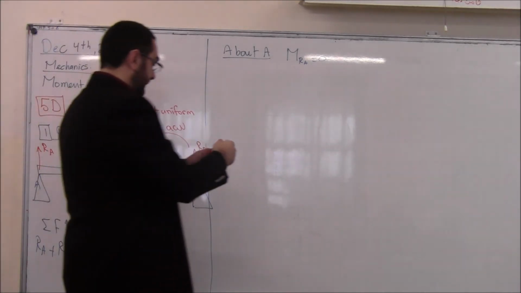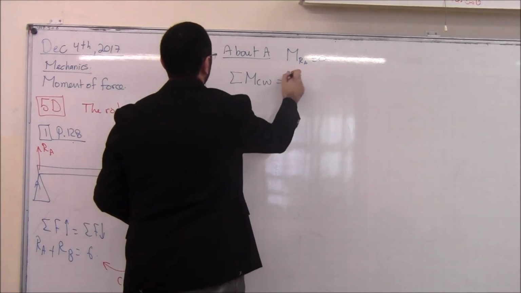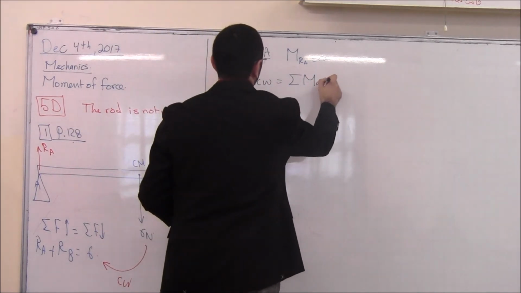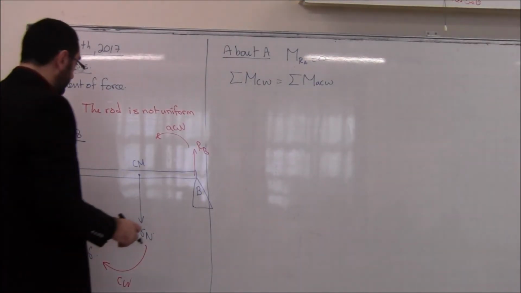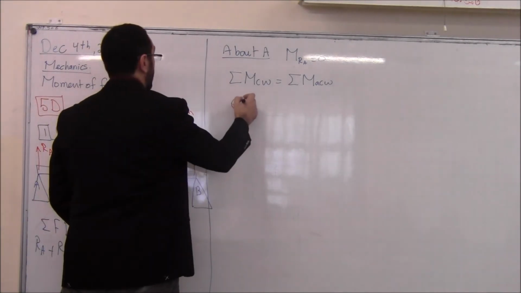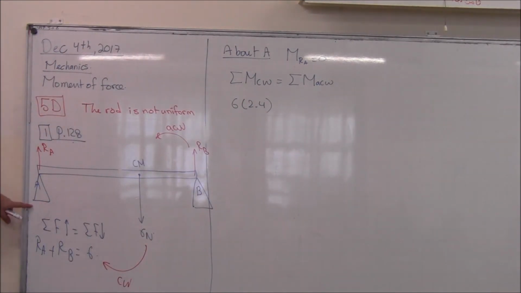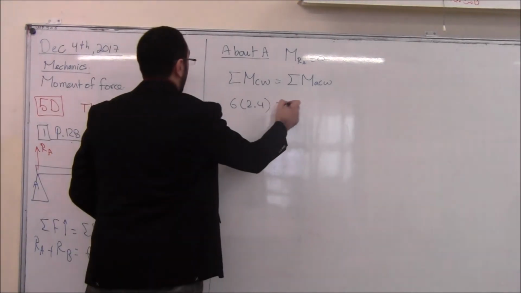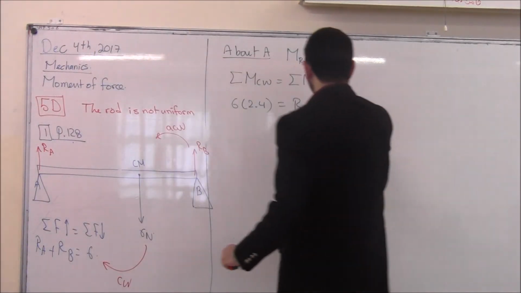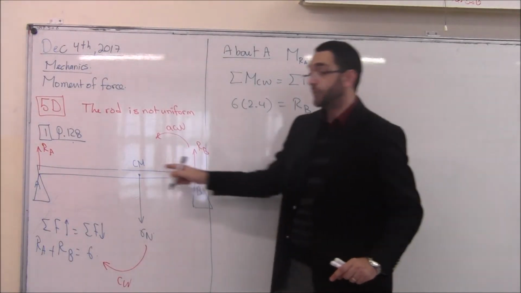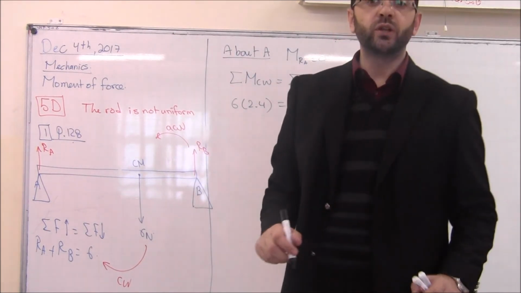So the sum of moments clockwise equals the sum of moments anti-clockwise. Any question about this? What do we have clockwise? 6 times 2.4 equals RB times 4. Okay? Clear? Any question?